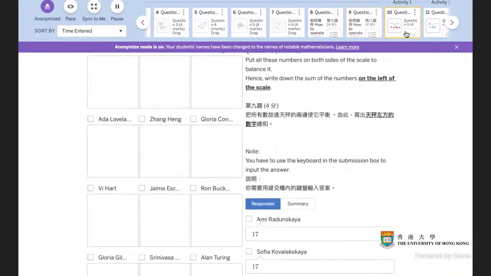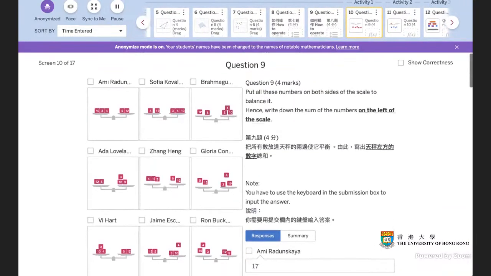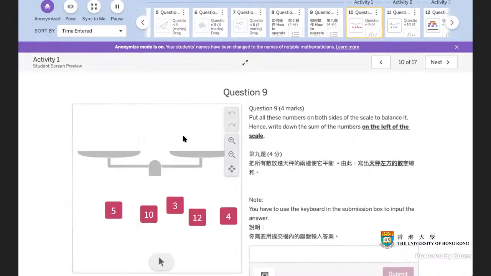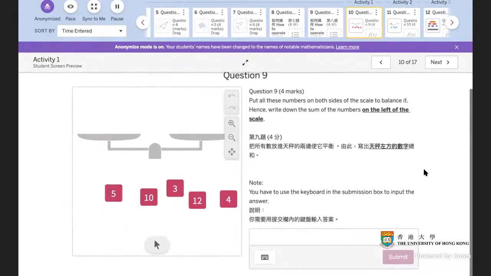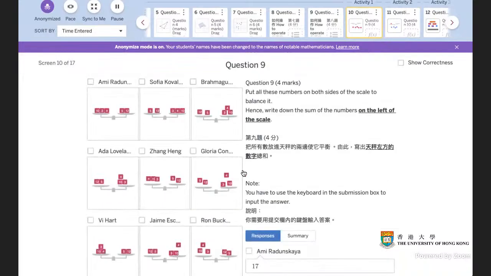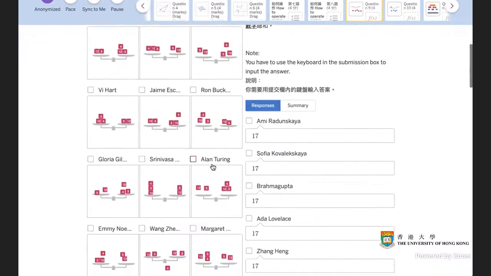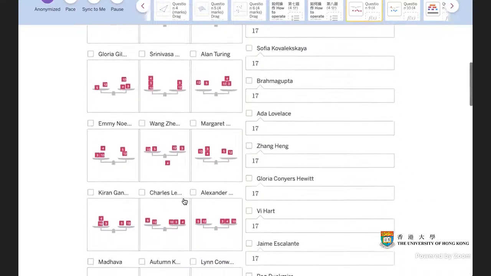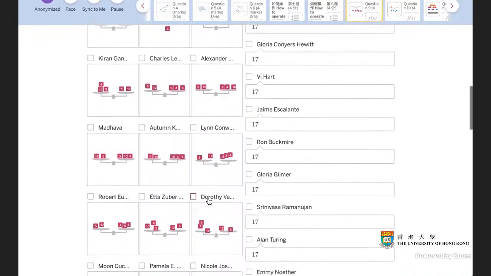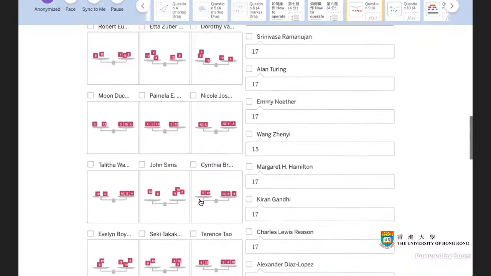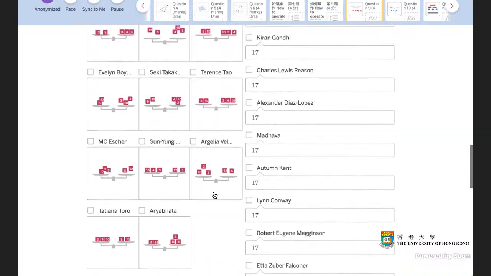Okay, the next one is about using the balance. We also use the polypack for this kind of question. They arrange the numbers on 2 sides and then try to find out the results. Let's look at the teacher's page here. We cannot do the overlay, but generally you can find the students can successfully balance the scale in all the cases here. That can be easily seen on the page.